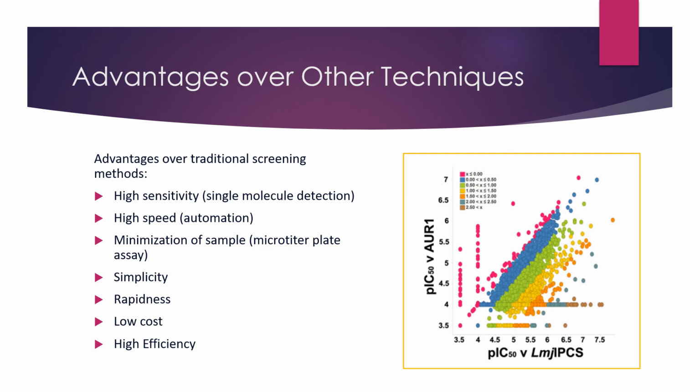When compared to traditional or non-high throughput screening techniques, HTS has quite a few advantages. It has high sensitivity, including single molecule detection. It is high speed because it's automated. It has a minimization of samples because of microtiter plate assays. There is simplicity, there's rapidness, there is a lower cost from using fewer reagents, among other reasons, and high efficiency.